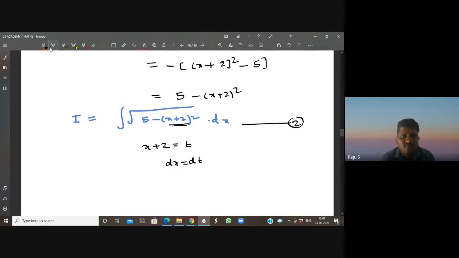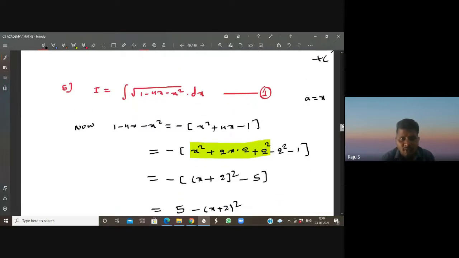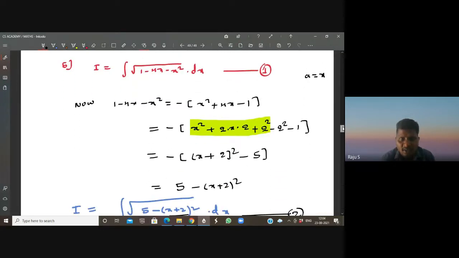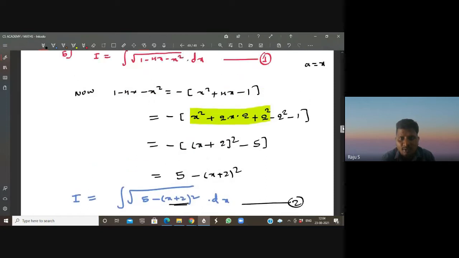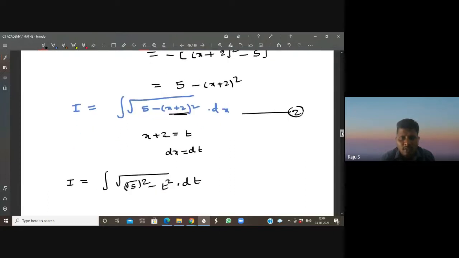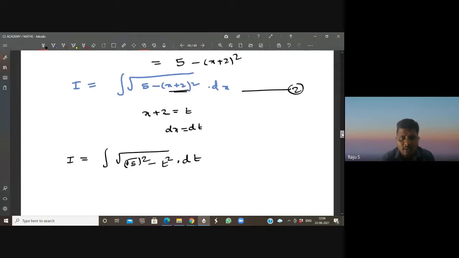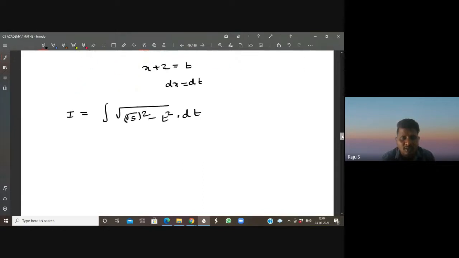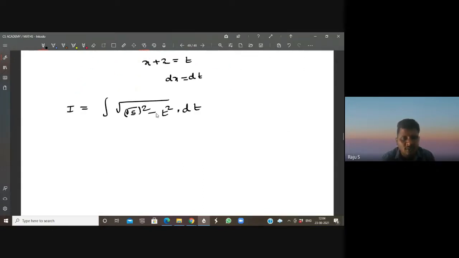Again, substitute these values in equation 2. I is equal to integral square root of 5, and 5 I want to write as root 5 the whole square. Shall I write like this? Now this is t square into dx, whose value is dt. So what do you observe? First, what have I done? I took the quadratic expression and made it a completing square, so that expression became 5 minus x plus 2 the whole square. I replaced the value. Then I took x plus 2 is equal to t, then dx is equal to dt. Then I replaced it in terms of t. So 5 I have written as root 5 the whole square.